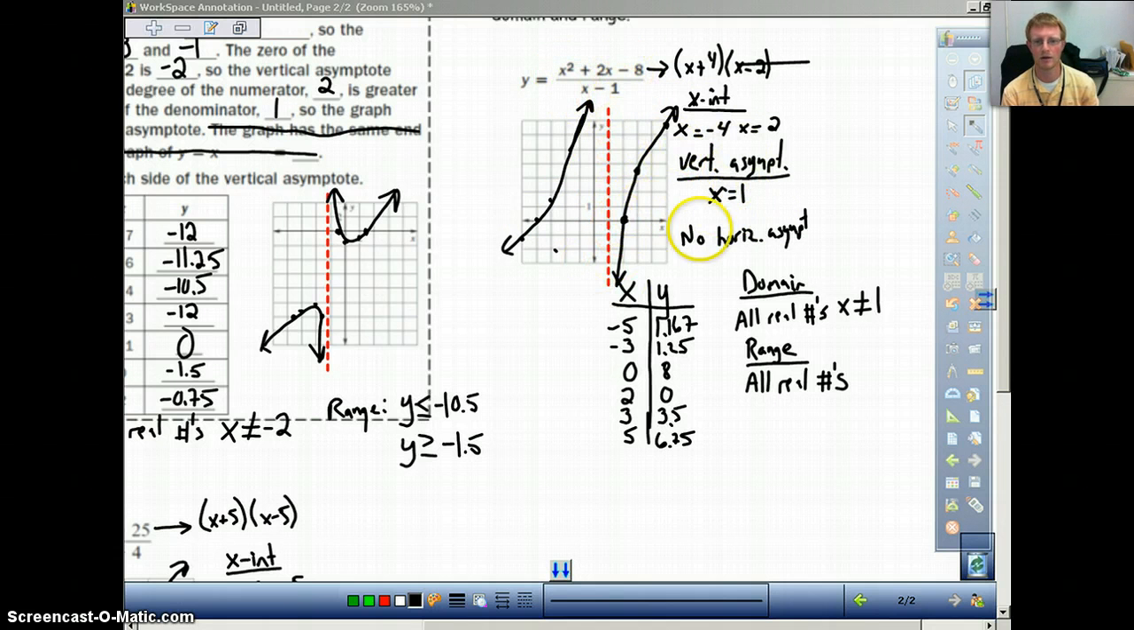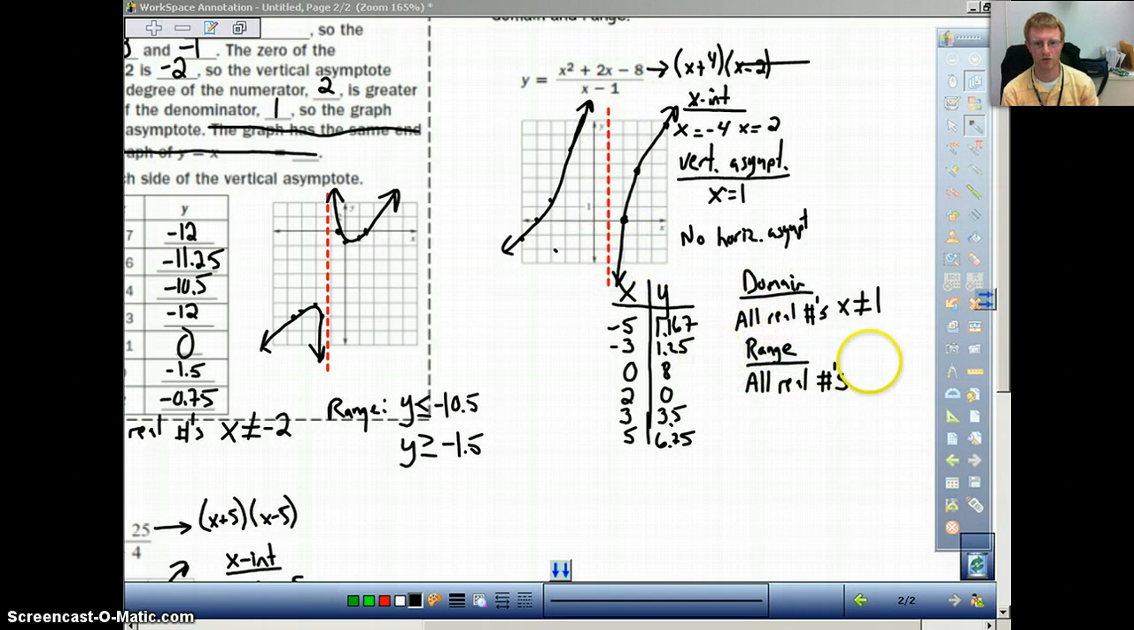Plot that. Because the degree on the top is higher than the degree on the bottom, we have no horizontal asymptote. Down below is our table. Again, you may not have used the same values, but as long as the graph looks approximately the same, that's good. And then in this one, the domain, again, same idea. All real numbers where x is not equal to 1. The vertical asymptote's the only thing that changes that.